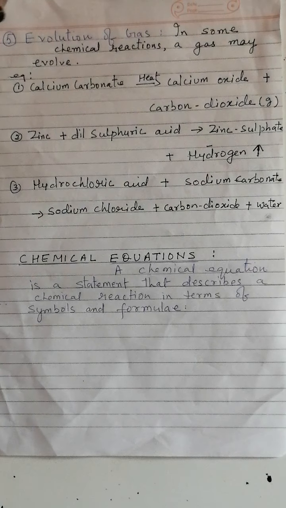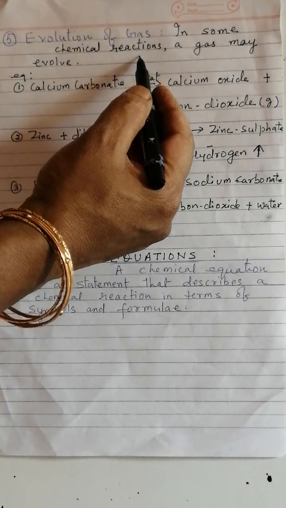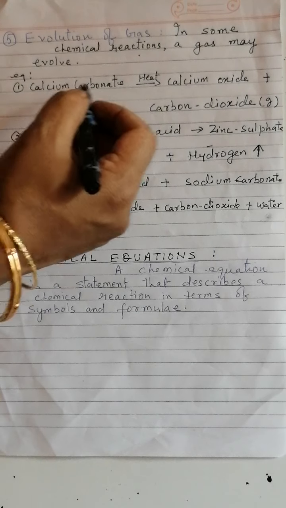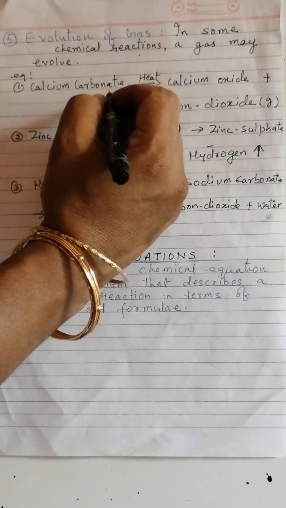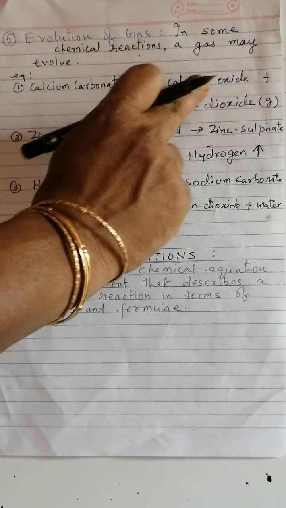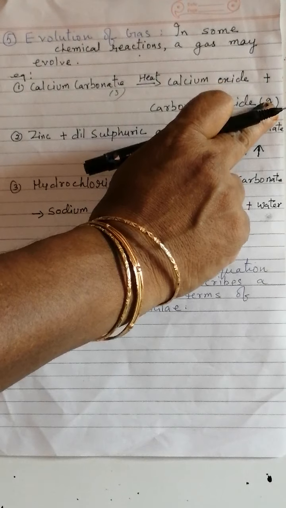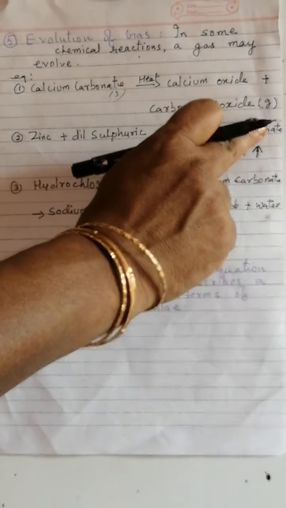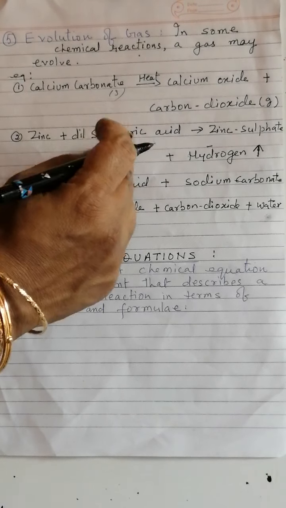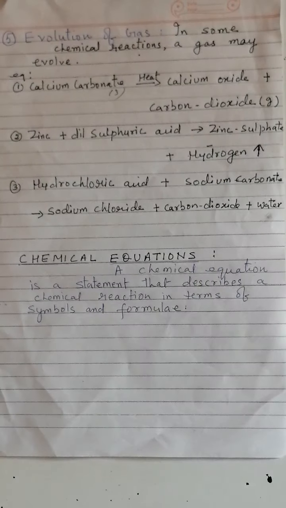Now, next, chemical properties: evolution of gas. In some chemical reactions, a gas may evolve. For example, when you heat calcium carbonate, which is in the solid state, on heating strongly it will turn to calcium oxide along with the liberation of carbon dioxide gas. So a chemical reaction may cause the evolution of gas. Likewise, if you add zinc granules in dilute solution of sulfuric acid, it will form zinc sulfate and liberate hydrogen gas.